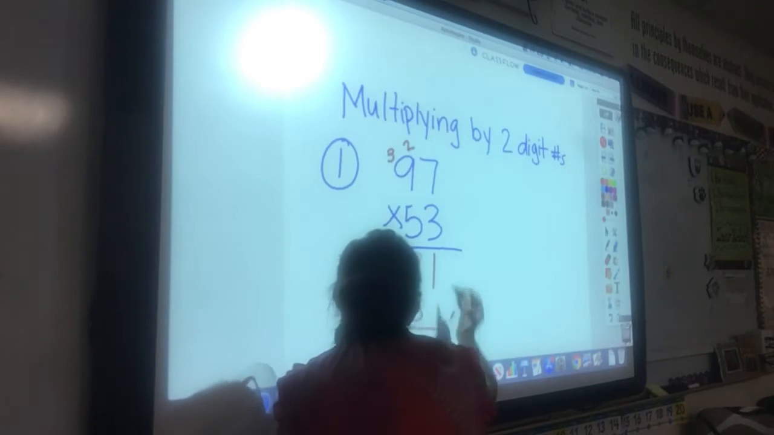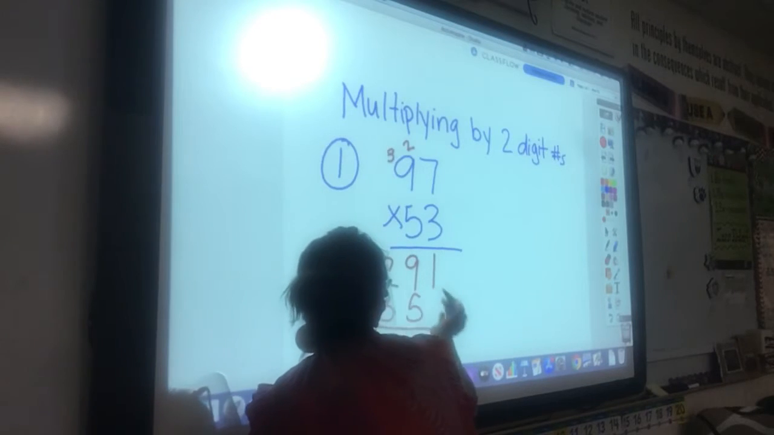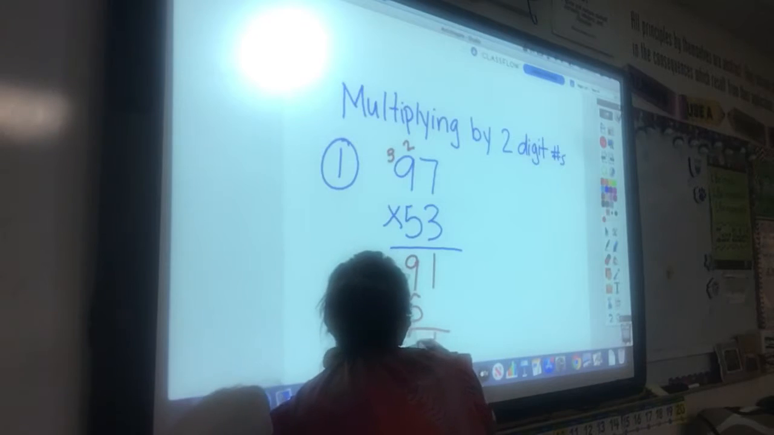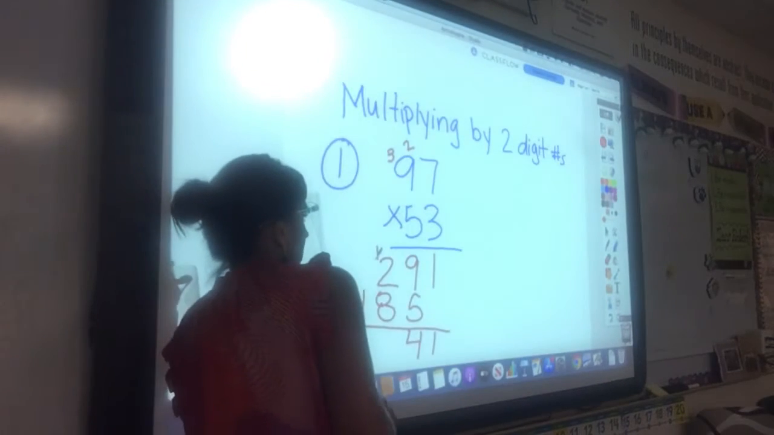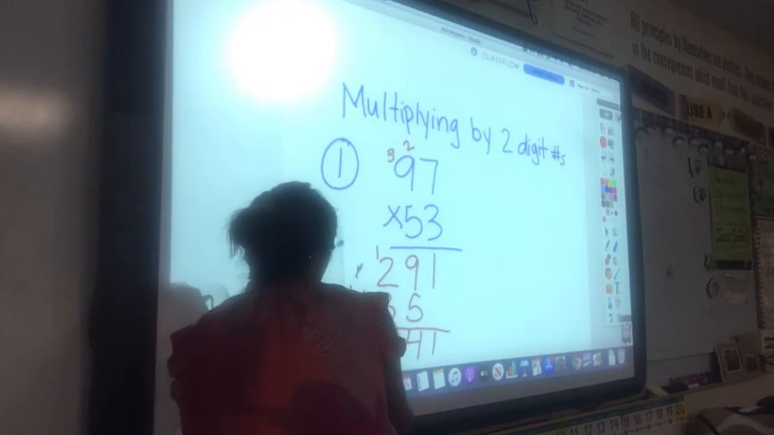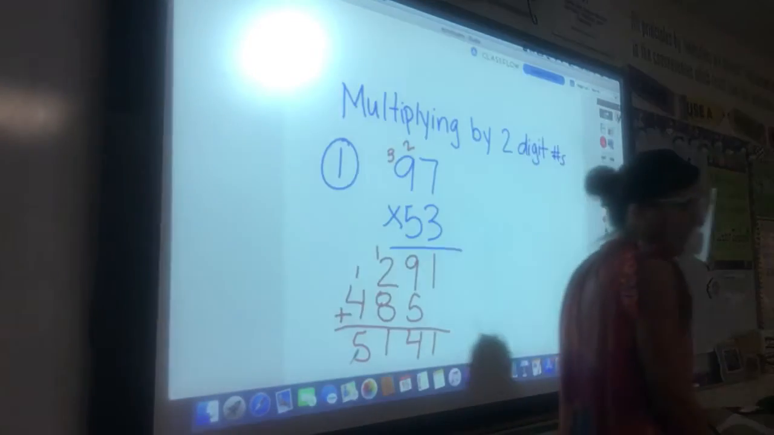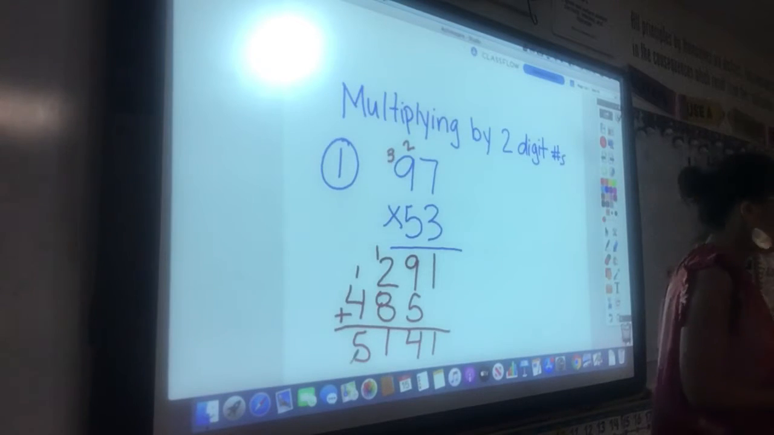Okay, so we add 1 and nothing, or 1 and 0, which would be 1. We add 9 and 5, which would be what? 14. So our 4 goes here, 1 comes up. 8 and 2 is 10. Add 1. 11. 1's here, 1 comes up, and we get 5. So our answer would be 5,141.